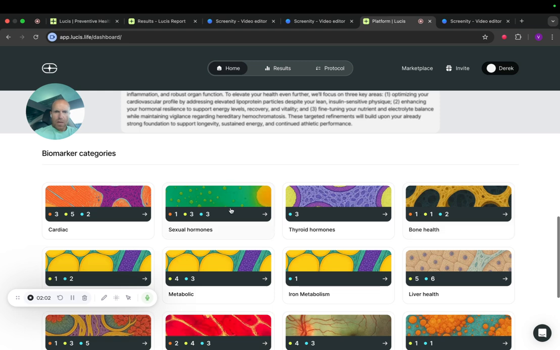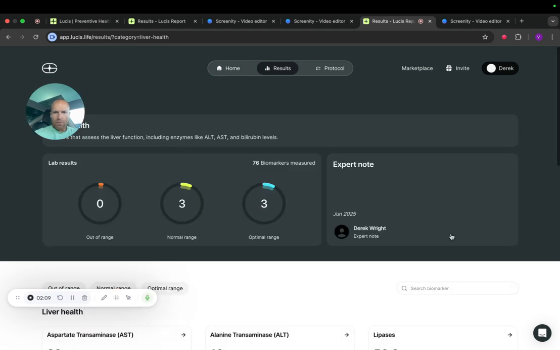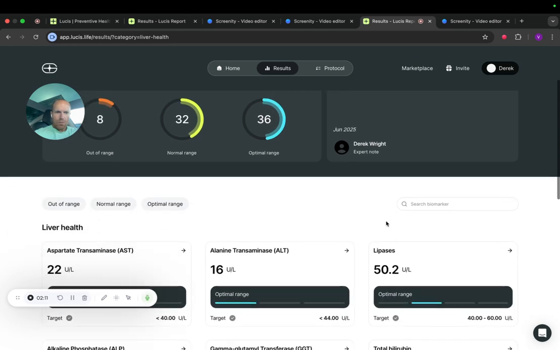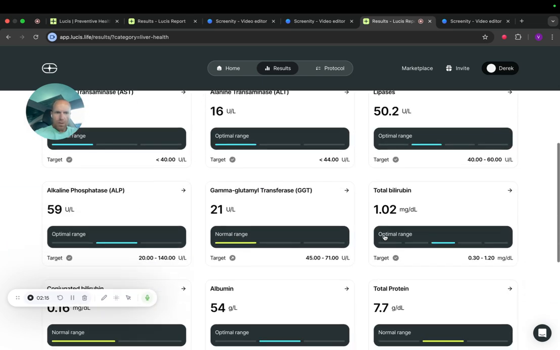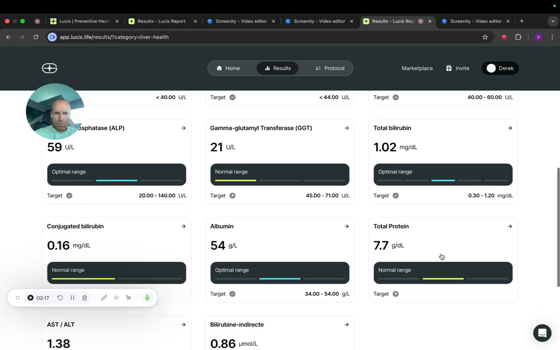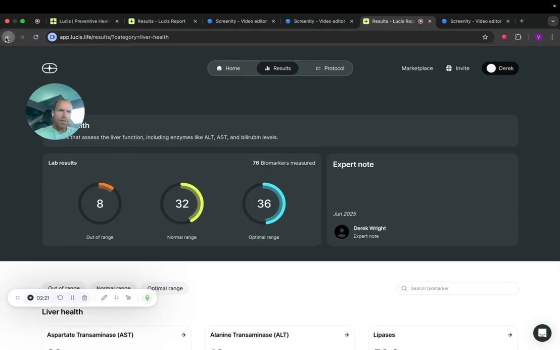The expert note. Here are the biomarker categories. So you can select by category to look at a certain marker. So liver health, for example, where some of these are optimal, and some of them are just normal. And that's all of the liver ones. So all the different categories, just like that.